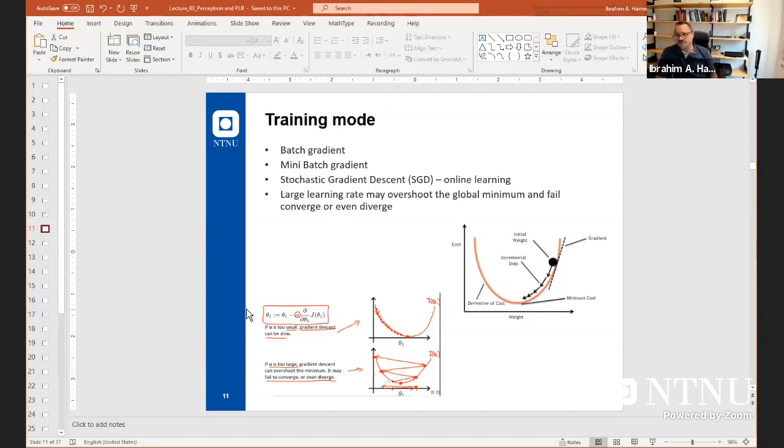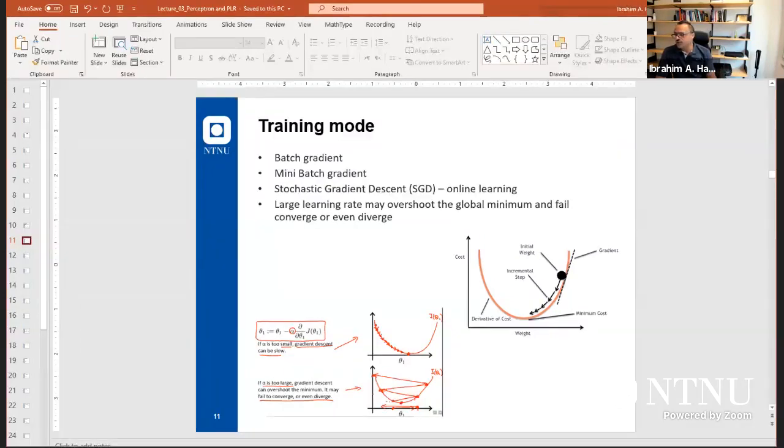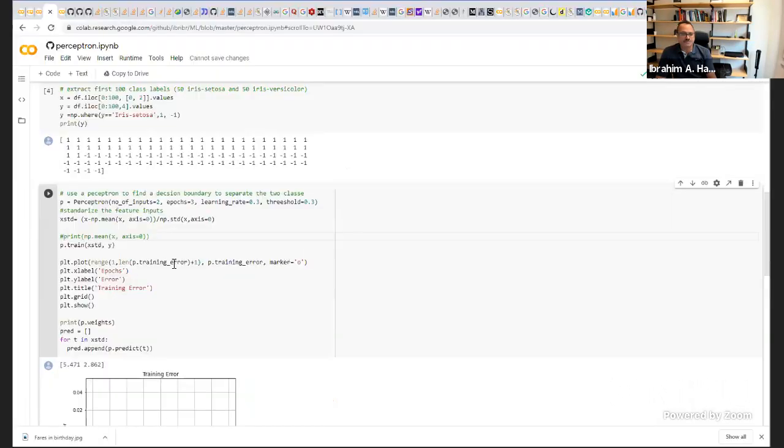We can do it, in fact, in the last example. If I can share it with you, I will show you how we can diverge. So we will go to this Colab, the perceptron, and I will increase this value, for example, to 4.5. And we will run it.